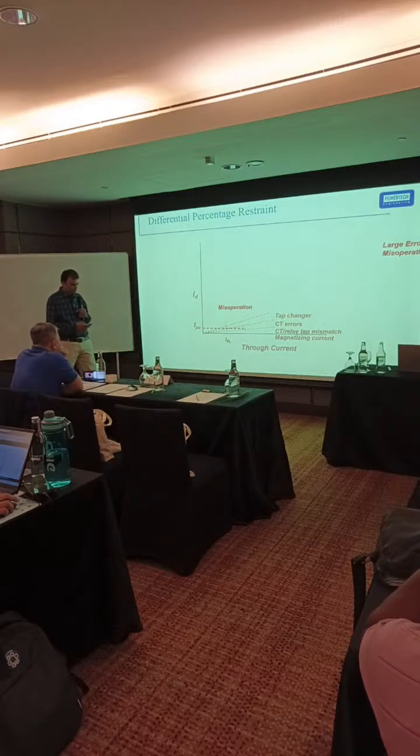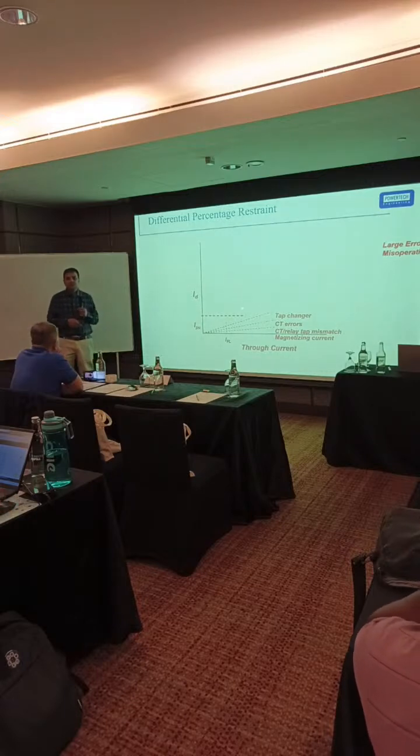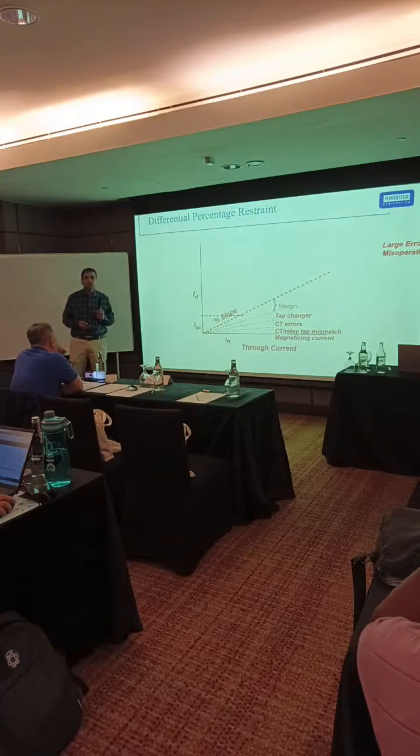So that is why we require it. Two ways we can do it. Either we can increase the pickup value, but still it will not solve our problem, because up to full load current it is okay, but for the through fault currents it may maloperate again. So that is why we have to implement a slope.